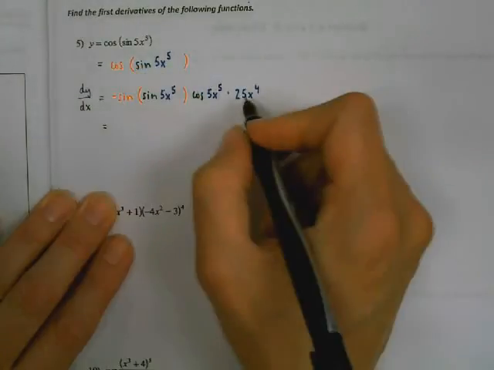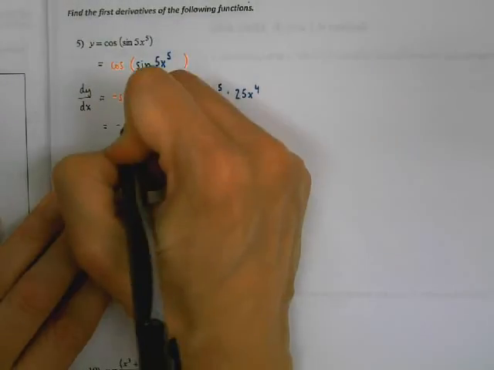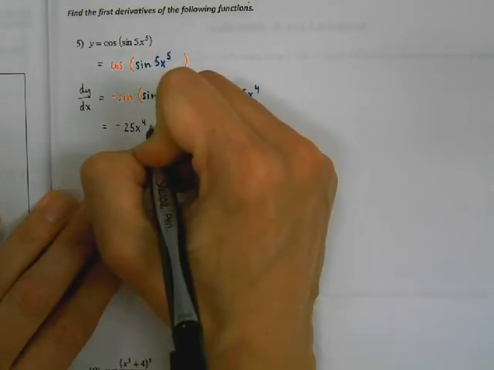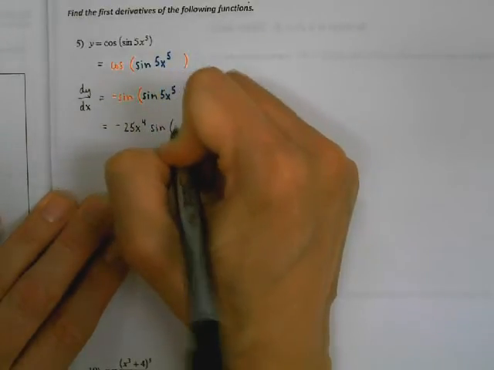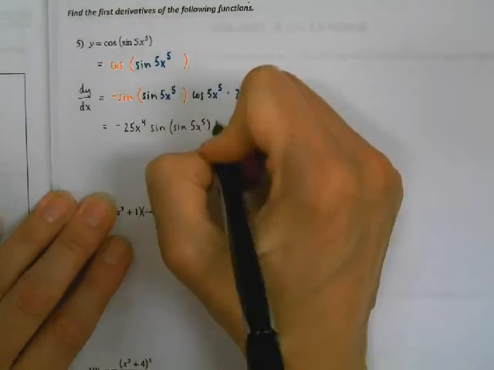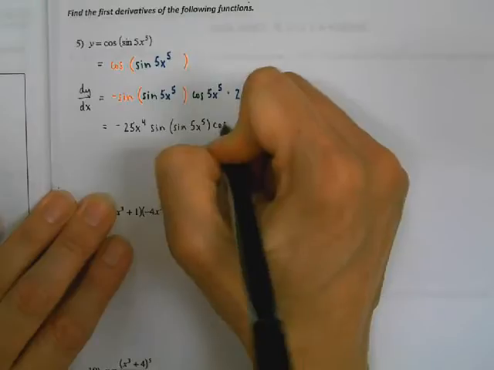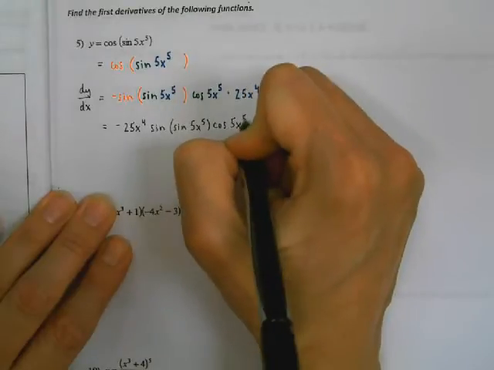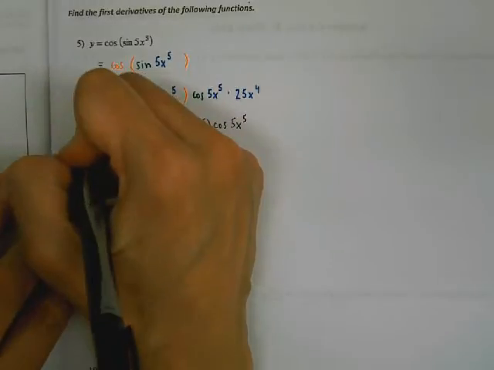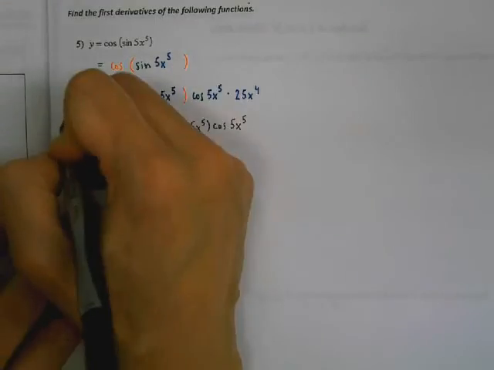So the last thing I'm going to do is just rearrange. I'm going to pull my negative 25x to the 4th out front, times the sine of 5x to the 5th, times cosine 5x to the 5th. And that is our derivative.